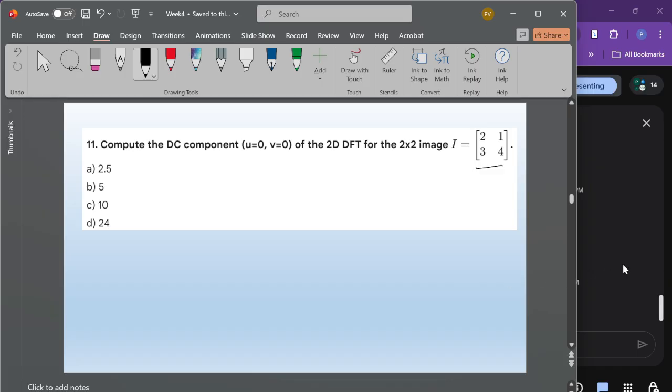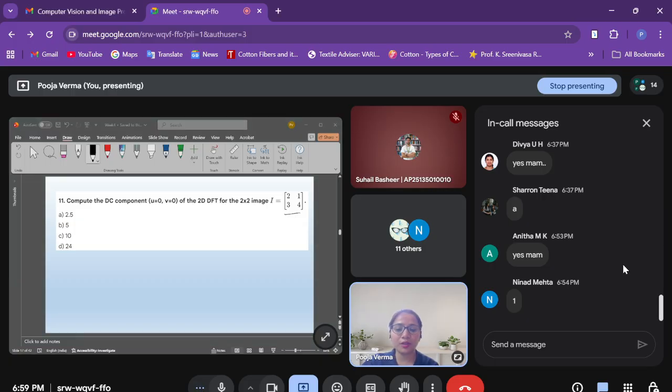Does anyone of you know what the formula for the 2D DFT is? Anyone? Then we will solve it here. We just need to calculate at values u equal to 0 and v equal to 0. That is a frequency domain representation of the given image matrix. Currently it is in the spatial domain, and now we need to convert it into the frequency domain.